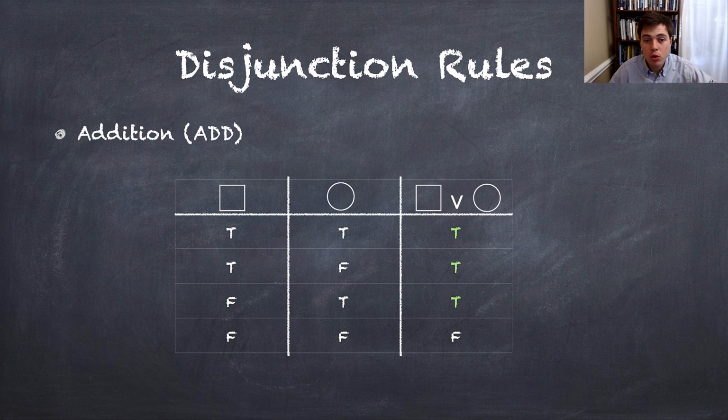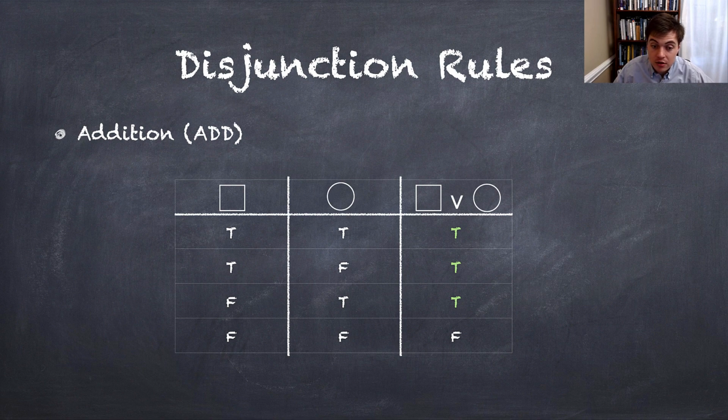So in the first row there, under the circumstance that box is true and that circle is true, either box or circle is true. Okay, fair enough. That's pretty intuitive. But we also know, if you look at the next line down, if box is true and circle is false, then either box or circle is still true. Likewise, if box is false and circle is true, then either box or circle is still true. The only case in which the disjunction is false is when both disjuncts are false.